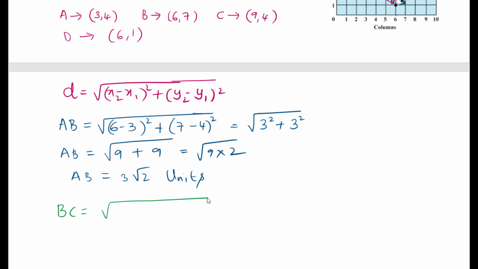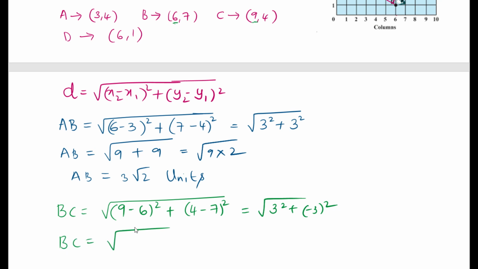The length BC equals, again by using the distance formula, 9 minus 6 whole square, that is x2 minus x1, and y2 minus y1 is 4 minus 7 the whole square. We get 9 minus 6 is 3 square, 4 minus 7 is minus 3 square. Now the length BC equals 3 square is 9 and minus 3 square is also 9. We get 9 plus 9 can be written as 9 into 2 or 18. 18 can be written as 9 into 2.